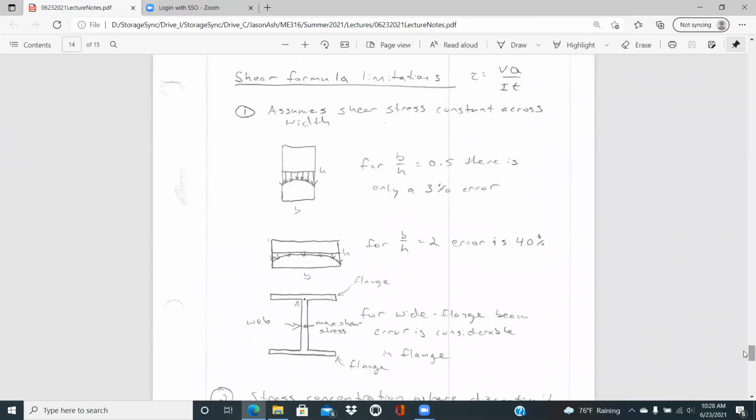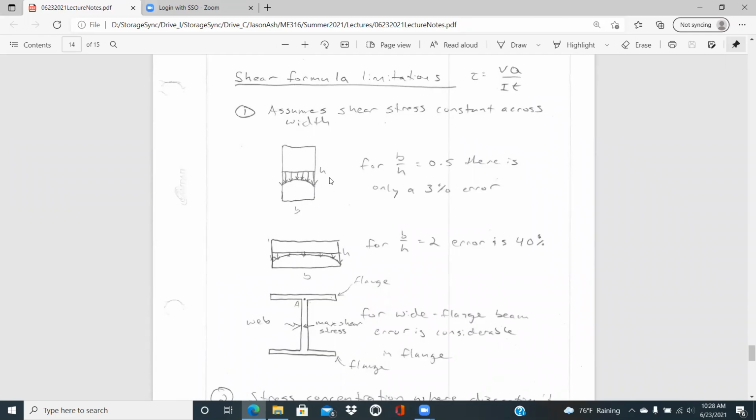And so now we're kind of wrapping things up here with this whole shear formula. Shear stress is equal to VQ over IT, and the limitations that we have associated with this. The first limitation is this does assume that the shear stress is a constant across the width, and that's not entirely true. It's maximum at the edges and kind of dips in the center of that.